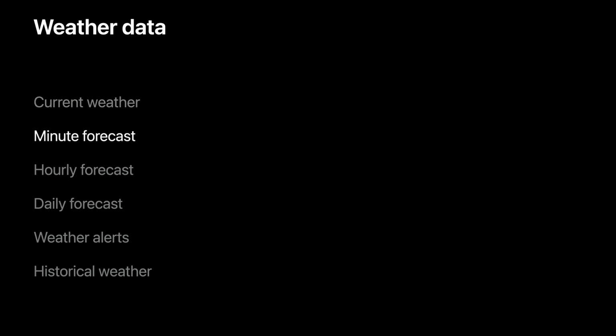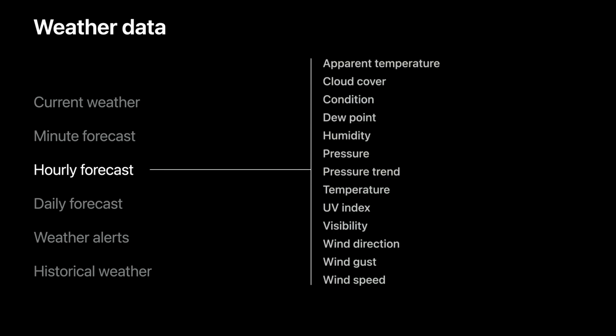The minute forecast contains minute-by-minute precipitation conditions for the next hour where available. This dataset is useful for deciding whether or not to bring an umbrella with you as you walk out the door. The hourly forecast is a collection of forecasts starting on the current hour and provides data for up to 240 hours. Each hour in the hourly forecast includes conditions like humidity, visibility, pressure, and dew point.